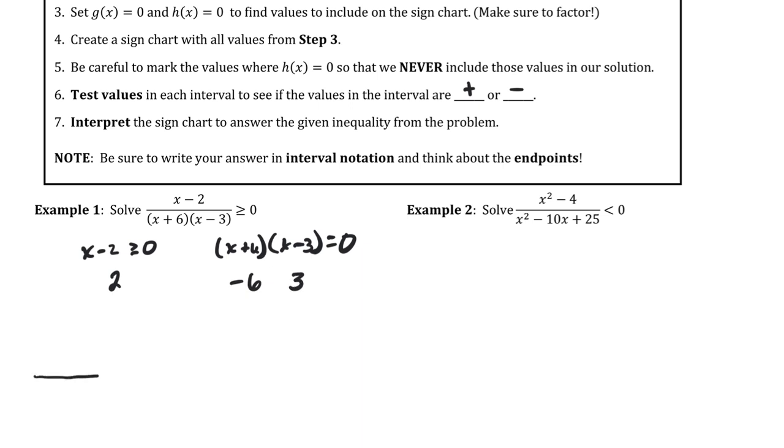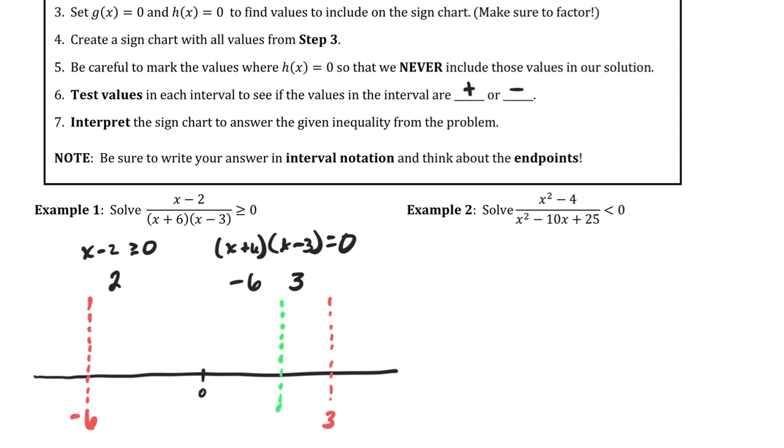All right, so here we are. I'll put a 0 right here in the middle. Now I'm going to put these numbers on the number line. It doesn't have to be to scale. Negative 6 is over here. I'm going to do it with red because negative 6 is a bad number. And then 3, I'm also going to do with red because that's a bad number. That makes the denominator 0, and we can never have the denominator 0. But the 2, I'm going to do in green because we can have 2, because it says greater than or equal to 0. So I'll put my 2 down here.